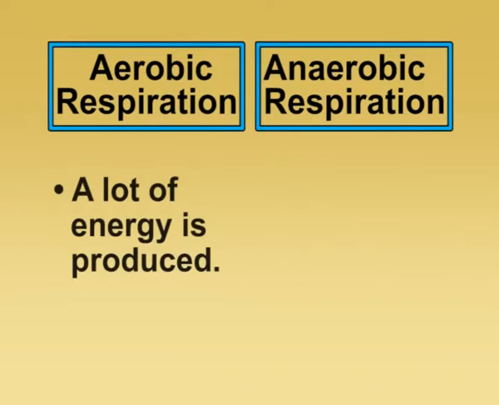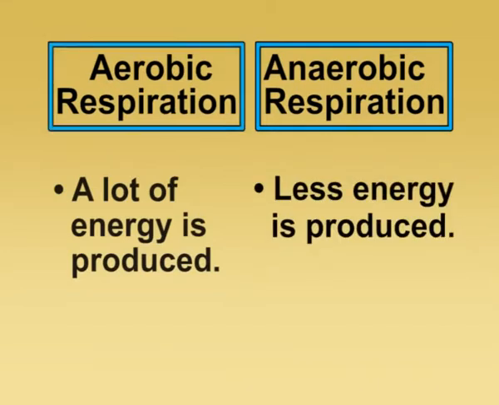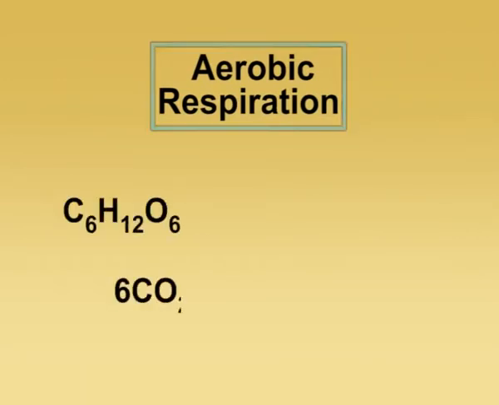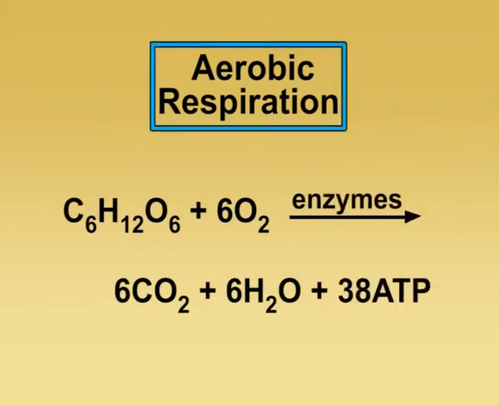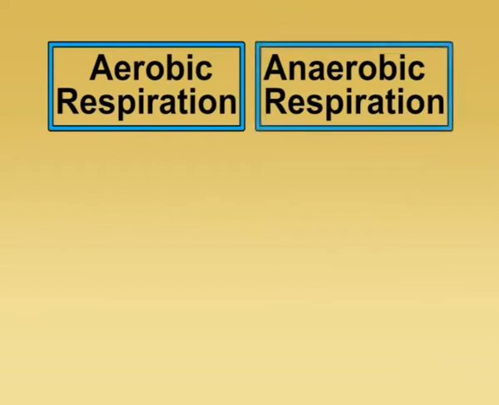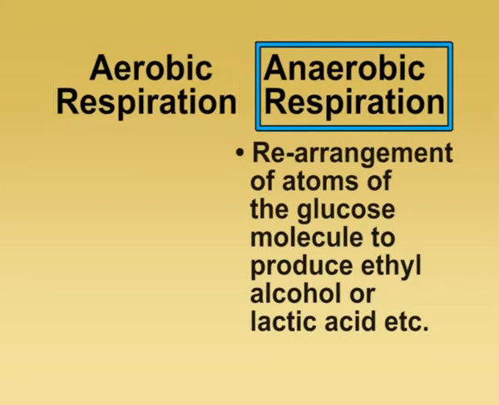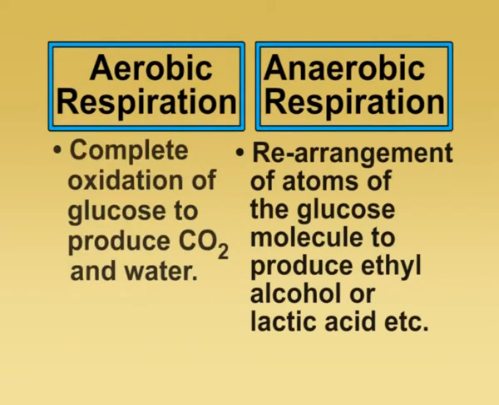A lot of energy is produced during aerobic respiration, which may be as high as 38 ATP molecules for every glucose molecule. This means that during aerobic respiration, each molecule of glucose is capable of producing about 38 energy units. Anaerobic respiration involves the rearrangement of atoms of the glucose molecule to produce ethyl alcohol or lactic acid, etc., whereas aerobic respiration involves complete oxidation of glucose to produce carbon dioxide and water.